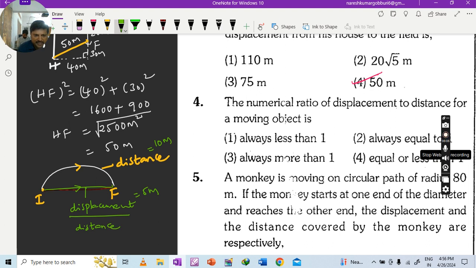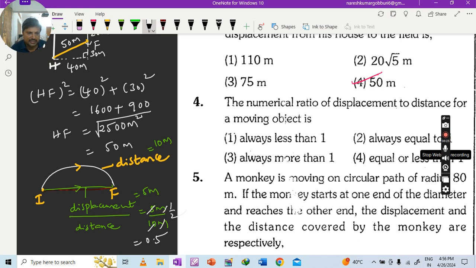So write the values. Displacement is 5 meter, distance is 10 meter. That is equal to, meter gets cancelled, 5 over 10. That is equal to 1 by 2, that is equal to 0.5. 0.5 means it is less than 1. Yes, it is less than 1.